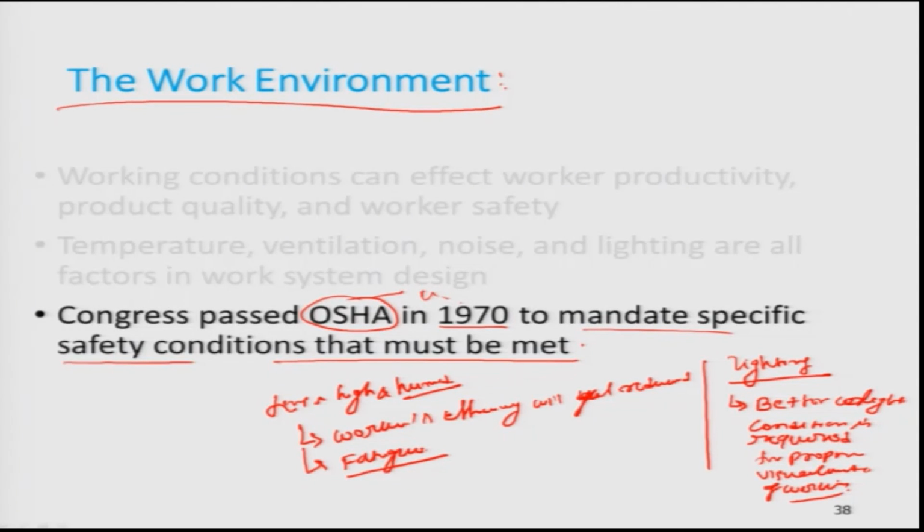Suppose a worker is assigned to work on a machine and the lighting is not proper. So, he may face an accident, so that he may get injured. Okay. So, these are very crucial factors involved in a work, and you have to consider them in work design. So, work environment is also a necessary part.